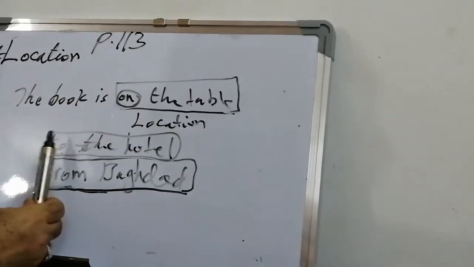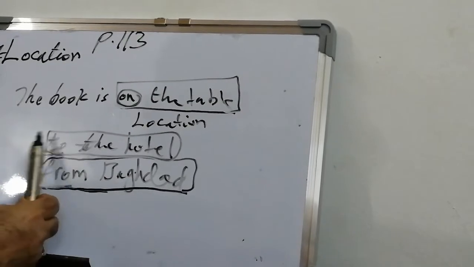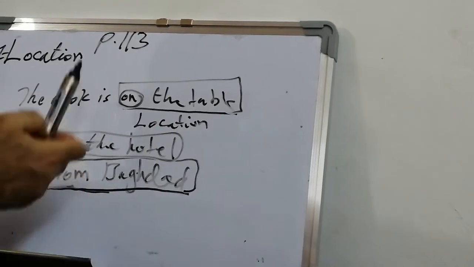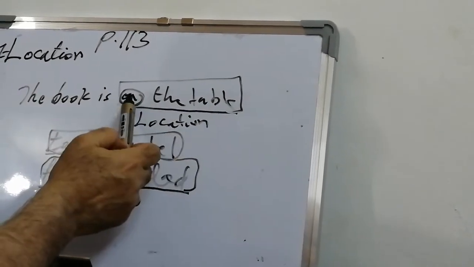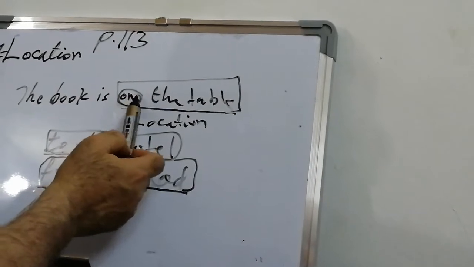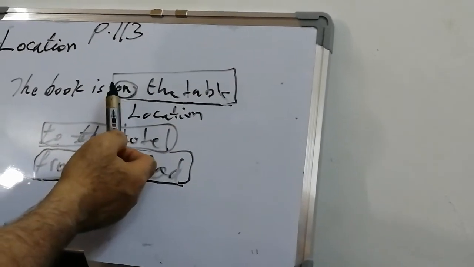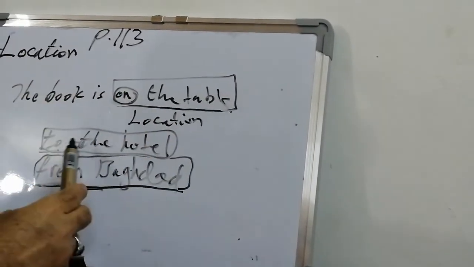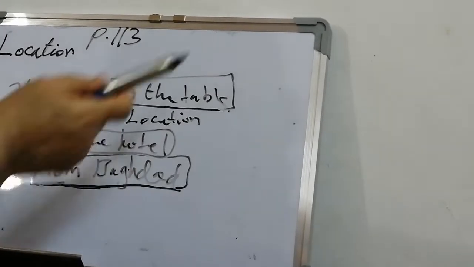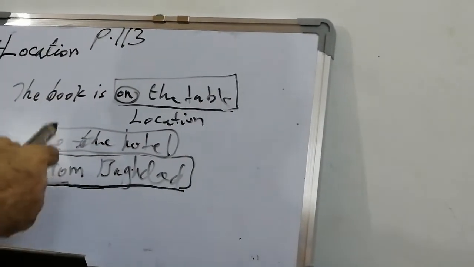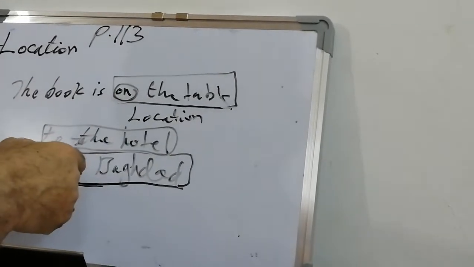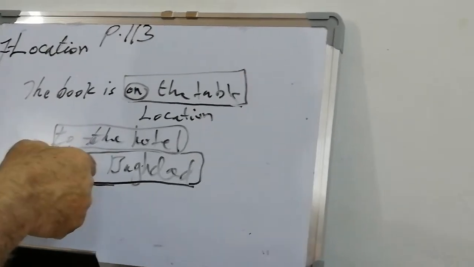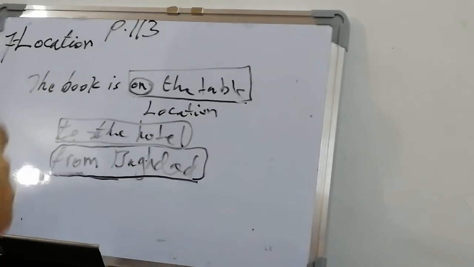Now, the hotel is different from to the hotel. Baghdad is different from from Baghdad. The table is different from on the table. See here, when you say on the table, the preposition has a meaning: on, place, location. To, direction, goal, نهاية الغاية. From, بداية الغاية, beginning. Where did you start from? Where did you come from? I came from Baghdad, see, the beginning.